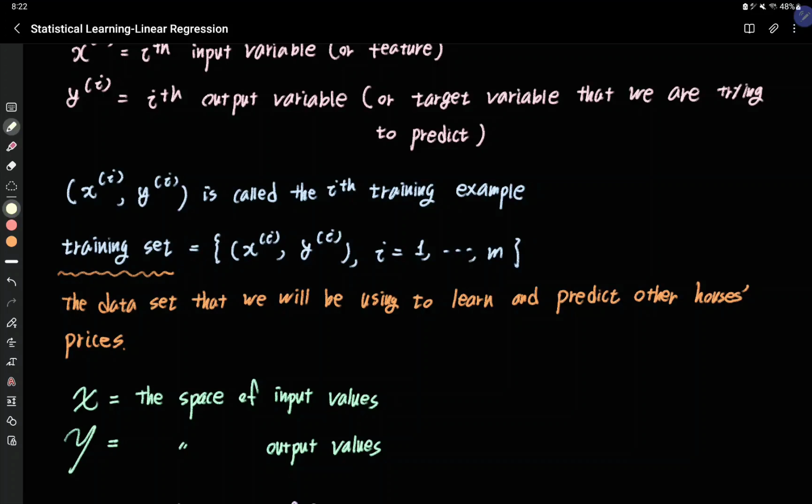That means a training example is what we are going to use to build a function whose output is the value of the target variable. So the training set is the set of all the training examples. Keep in mind that m is the number of training examples. The training set is the data set that we will be using to learn and predict other houses' prices.